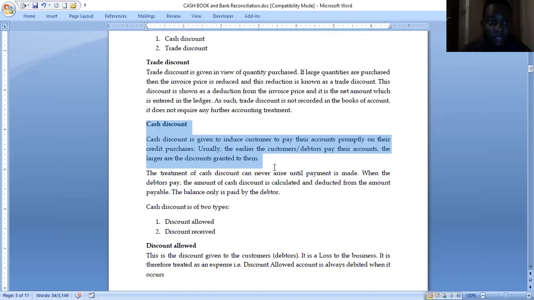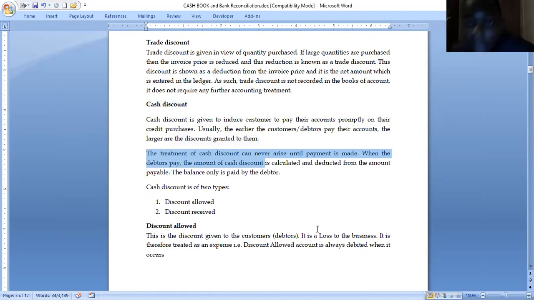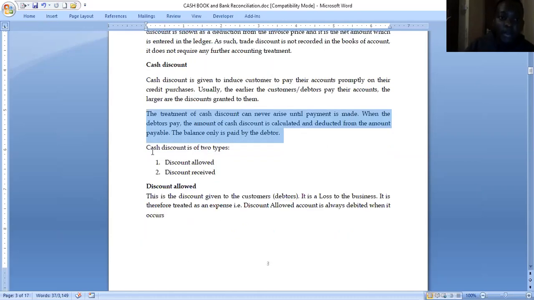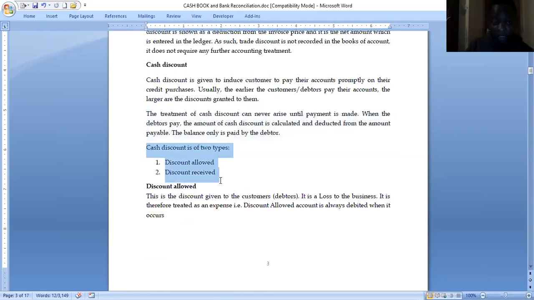So the treatment of cash discount can never arise until a payment is made. When the debtor pays, the amount of cash discount is calculated and deducted from the amount payable, and the difference only is payable. What remains is a discount, and it has to be accounted for. So there are two types of cash discounts. I hope you've gotten the difference between the trade discount and the cash discount.